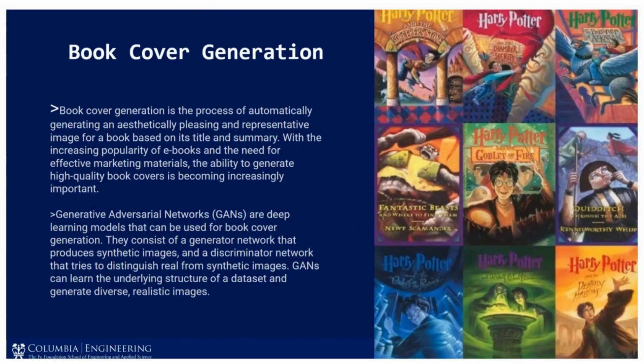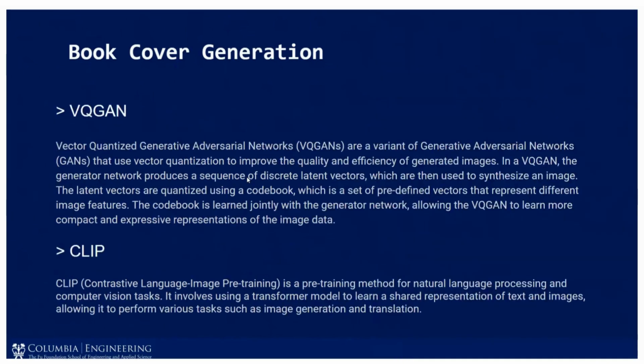GANs, or Generative Adversarial Networks, are deep learning models that can be used for book cover generation. They consist of a generator network that produces synthetic images and a discriminator network that tries to distinguish real from synthetic images. GANs can learn the underlying structure of a dataset and generate diverse and realistic images. For this project, we have used a combination of VQGAN and CLIP. VQGAN acts as a generator and CLIP acts as a discriminator.